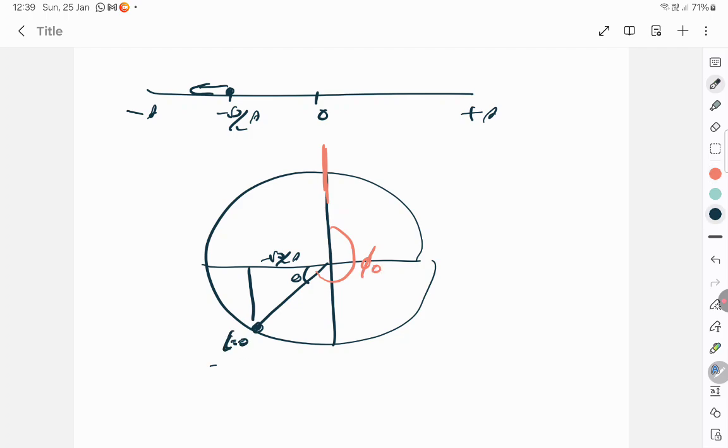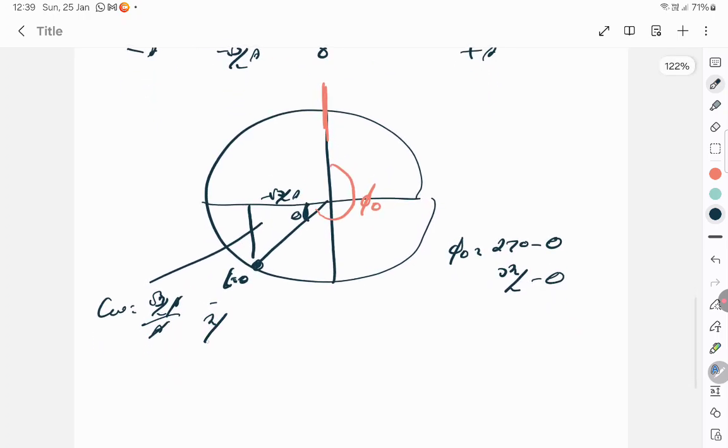Let the initial phase be this phi naught. The starting point at time t is equal to 0 is unfortunately here, right? So phi naught itself is 270 minus theta. This is theta. Why 270? 90, 90 and 90, minus theta will give you phi naught. 270 is 3 pi by 2, minus theta. To find theta, use cos theta is equal to root 3 by 2 a by a. Where will cos theta be root 3 by 2? 30 degree, which is pi by 6. So 3 pi by 2 minus pi by 6, LCM is 6, 3 into 3 is 9 pi minus pi is 8 pi by 6, which is 4 pi by 3.